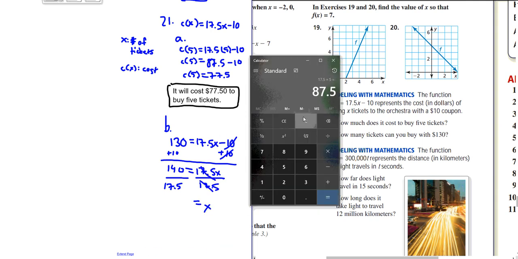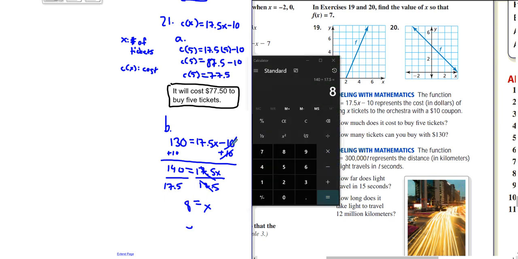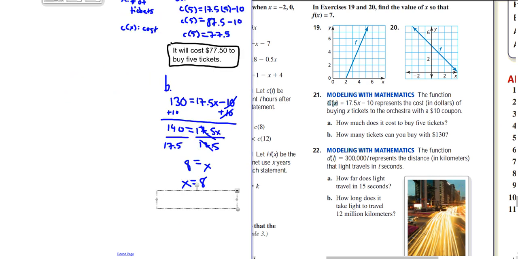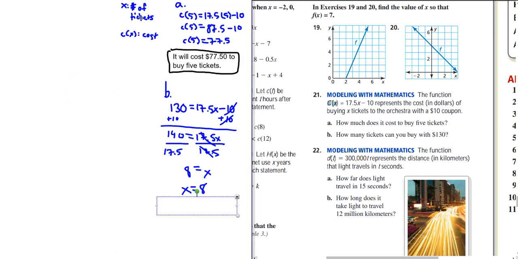And again, with the word problem, we should write this as a sentence. So I'm going to type this one out. So since x is the number of tickets, and we've got x is 8, so the number of tickets is 8, or 8 tickets costs $130.